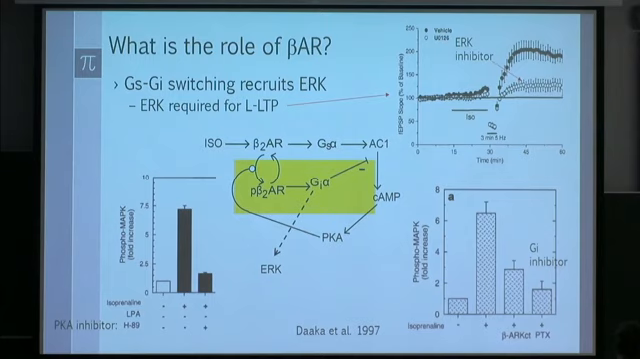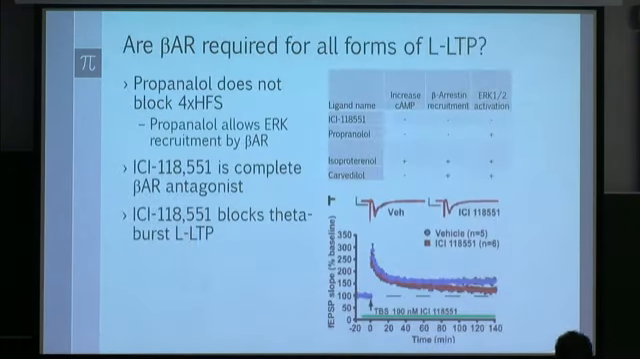And this is another graph showing that indeed some of these LTP paradigms require ERK, so that if you inhibit ERK, you don't get the LTP. Okay, so one of the questions is, is the beta receptor required for all forms of LTP? And most people have said, no, it's not. If you just give electrical stimulation, the beta receptor is not required, because when you add propranolol, which is an inhibitor of the beta receptor, you do not block the LTP produced by 4 trains of high frequency stimulation.